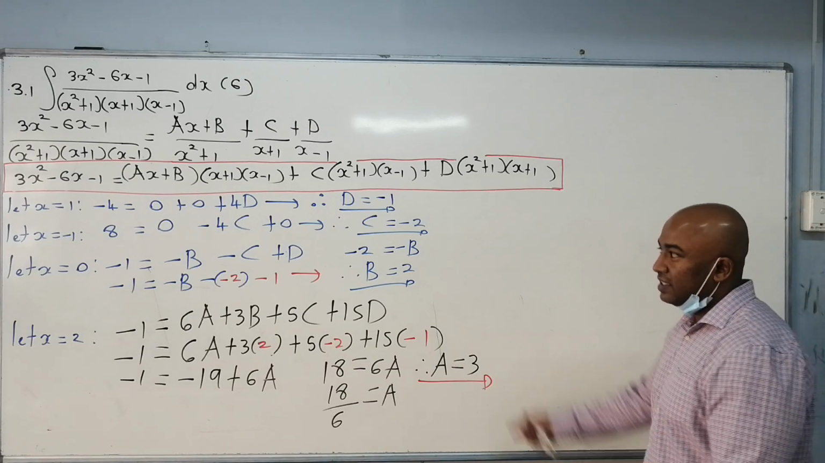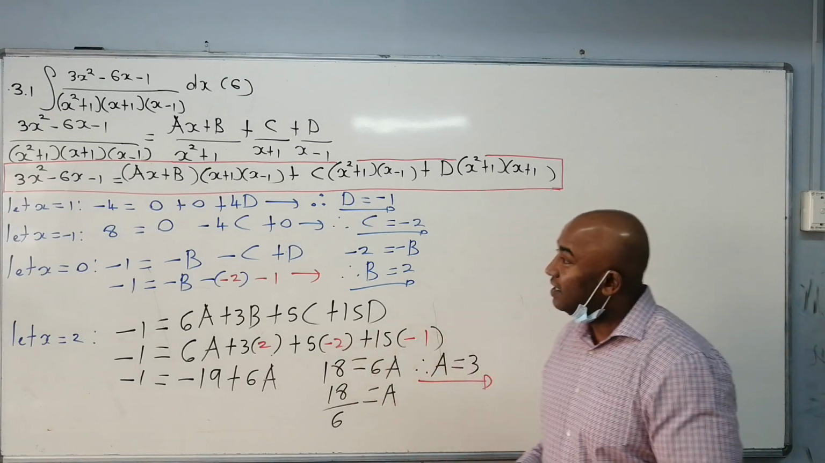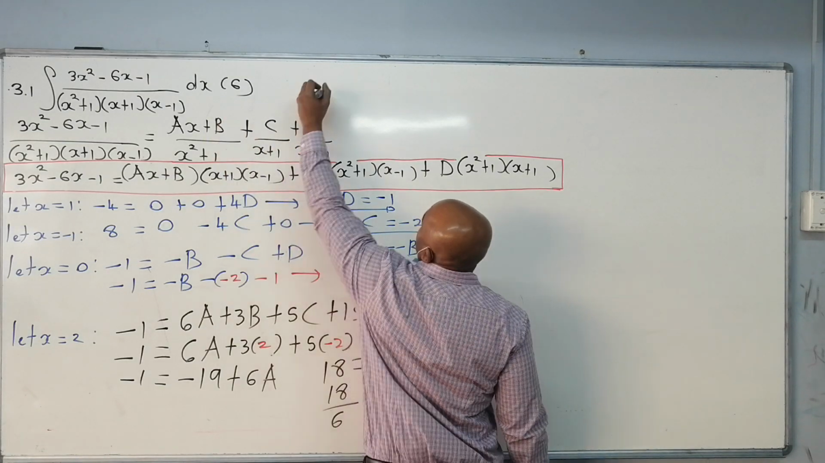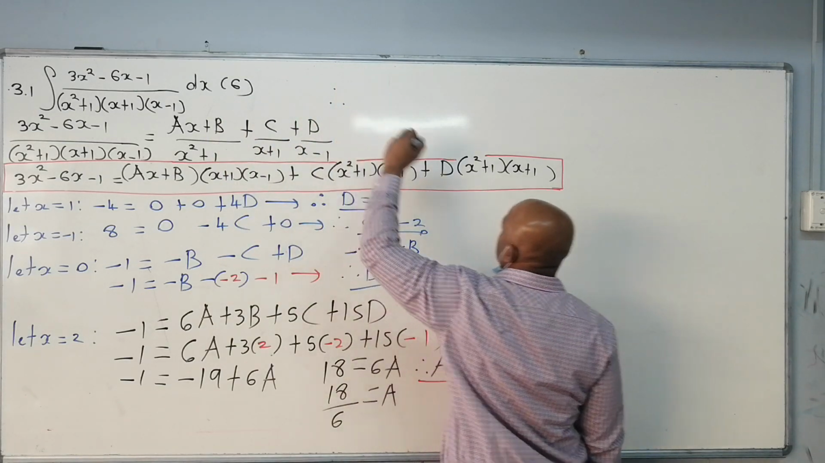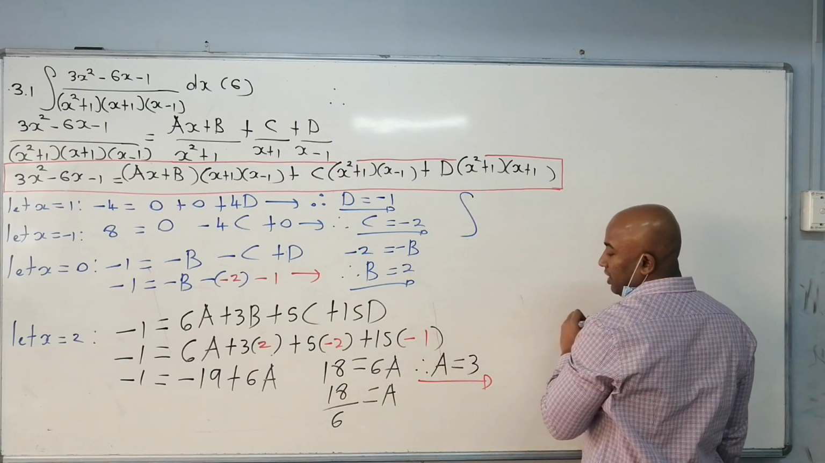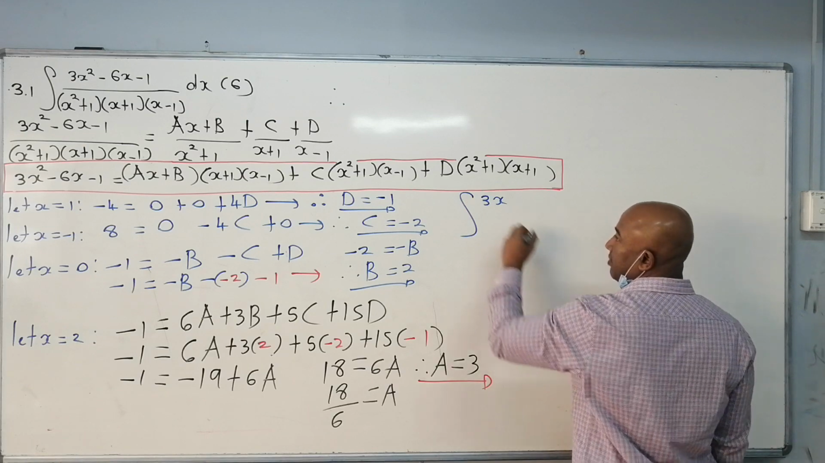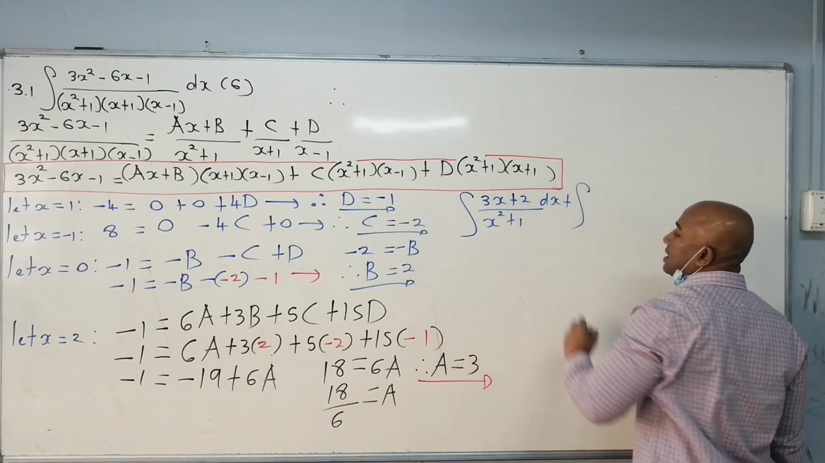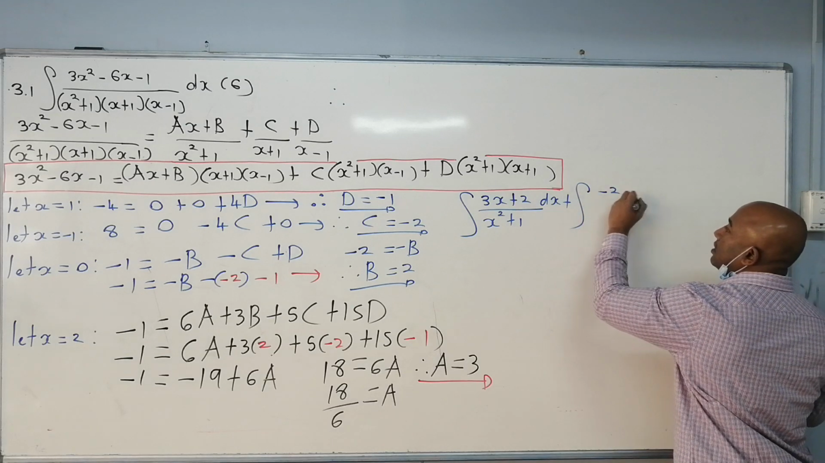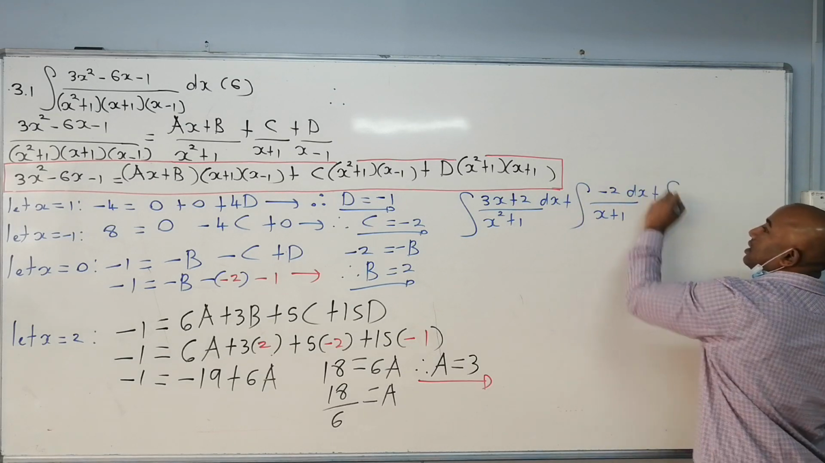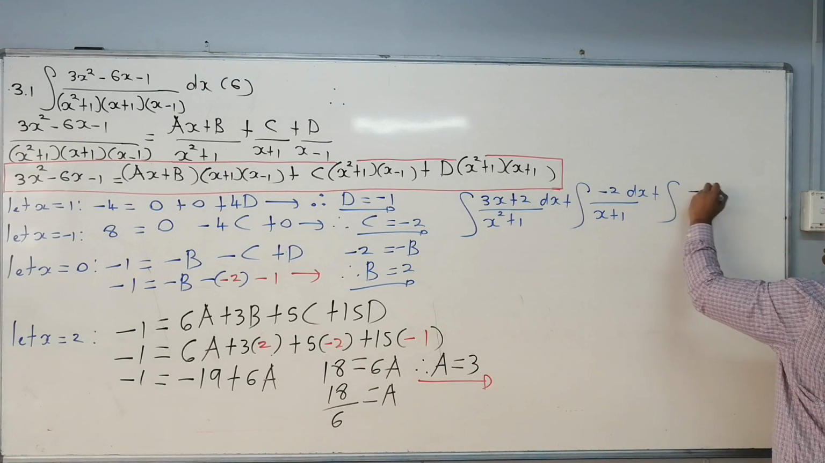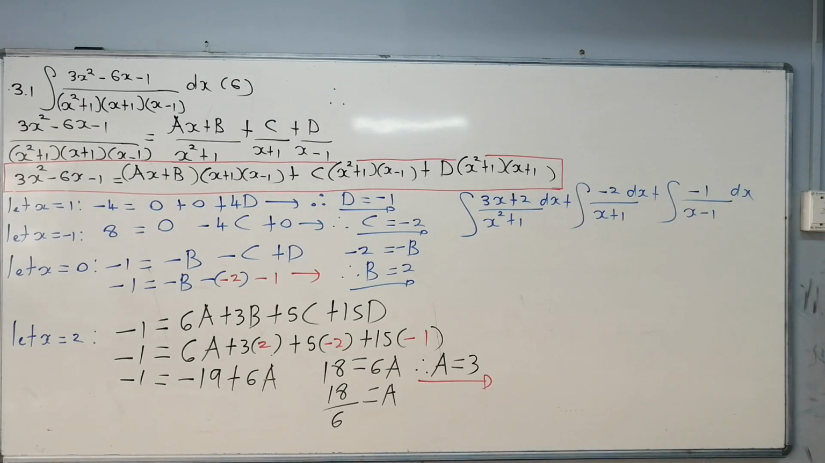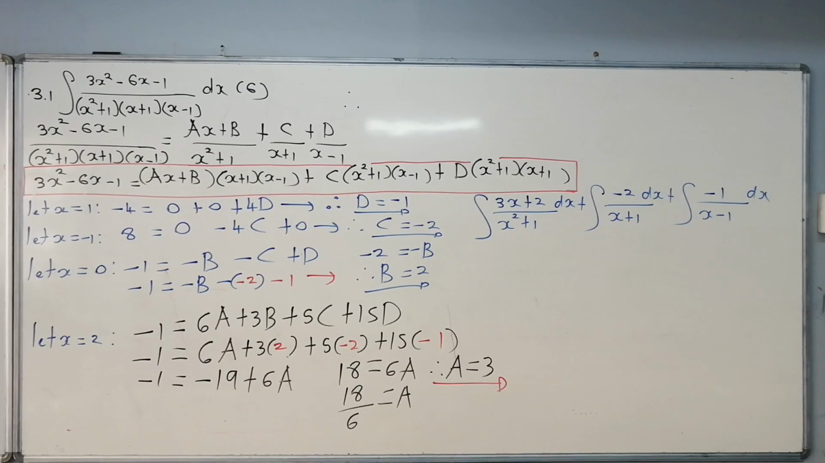Alright, now this is the difficult part because it takes long to work out. Integration part, well, it's not that difficult. Let's substitute now. So therefore, now we have the integral of A, so that's going to be 3x plus b plus 2 all over x squared plus 1, plus the integral of c, which is minus 2 all over x plus 1, and your d here is minus 1 all over x minus 1. We are now ready to integrate.